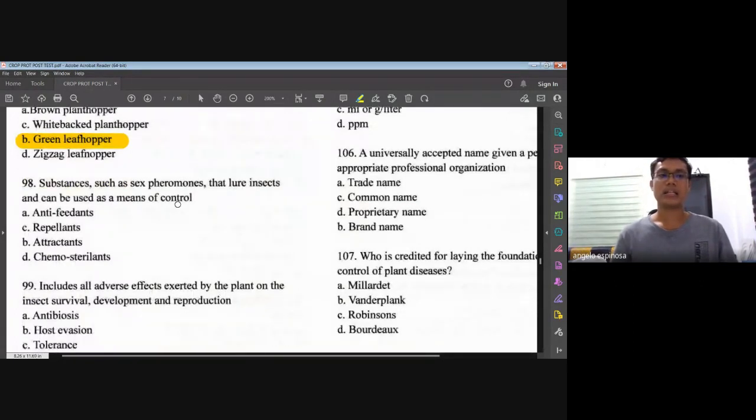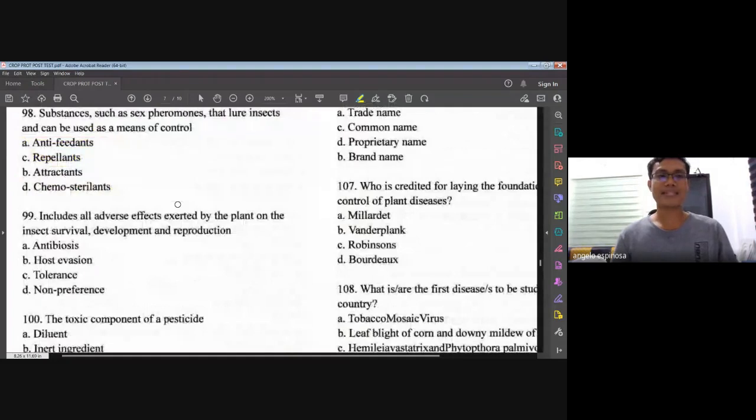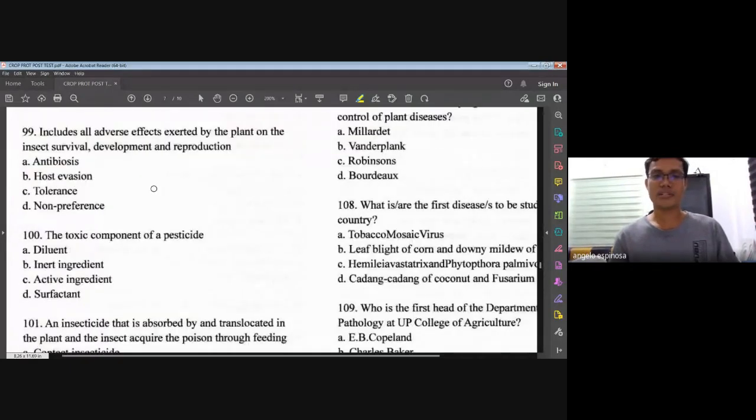Okay? Number 98, substances such as sex pheromones that lure insects, which can be used to control or manipulate them, and can be used as means of control. What do we call that? The correct answer is letter C, repellents. Number 99, includes all adverse effects exerted by the plant on the insect's survival, development, and reproduction. The correct answer is antibiosis. That is letter A.